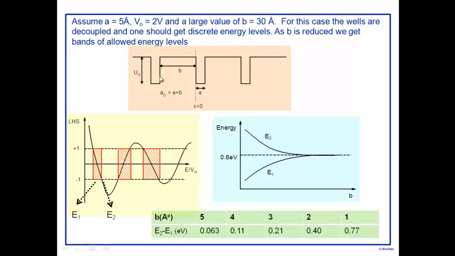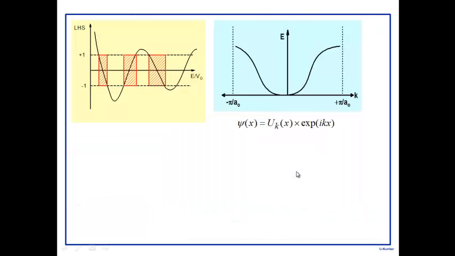Now, as the interaction between the wells increases, as B is decreasing, the levels are expanding into a band, and the width of the band increases as you increase the interaction between the wells. It becomes wider and wider. Now, let's see what we can do with this particular band here. So we get a series of bands.